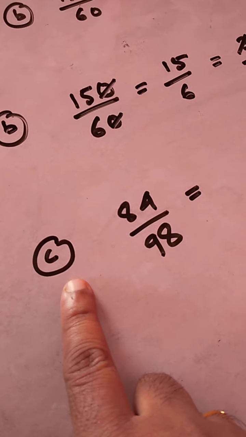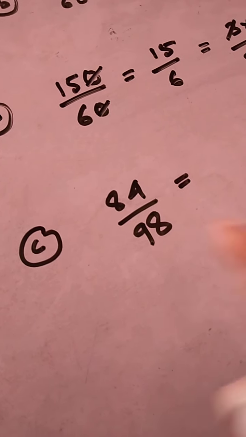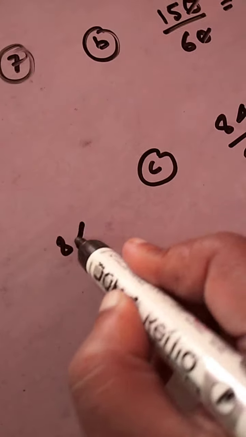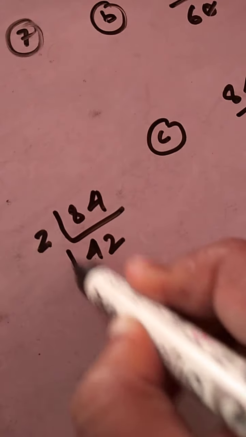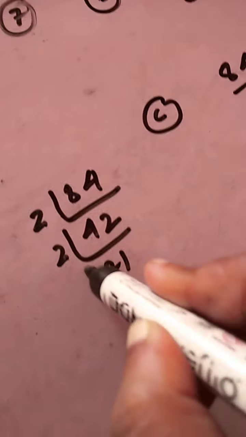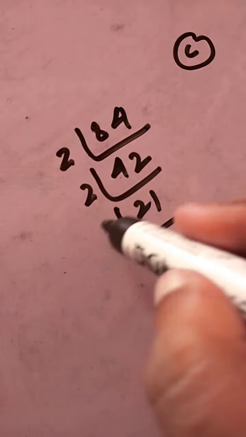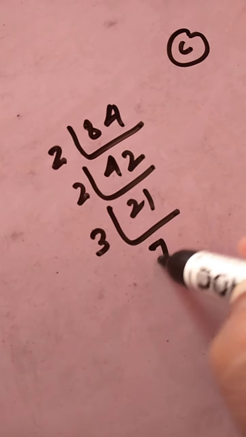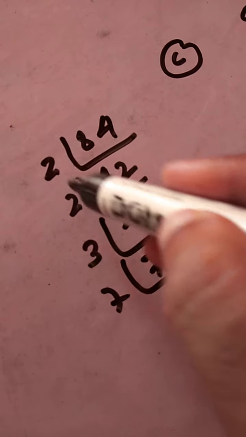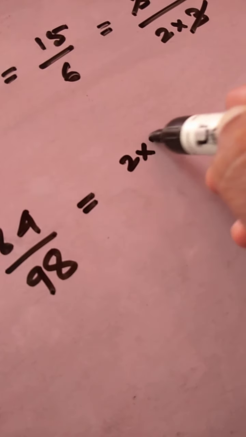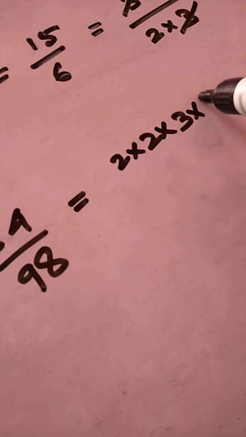Now this is sum number C, 84 by 98. Exactly, again you have to prime factorize 84. So 2 4s are 8, 2 2s are 4, 2 1s are 21. Now 21 is not divisible by 2, it is divisible by 3, so 3 7s are 21, and 7 1s are 7. So in place of 84 we will write 2 into 2 into 3 into 7.